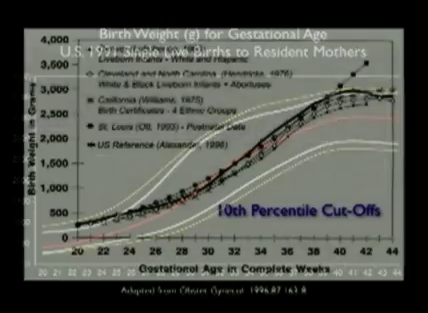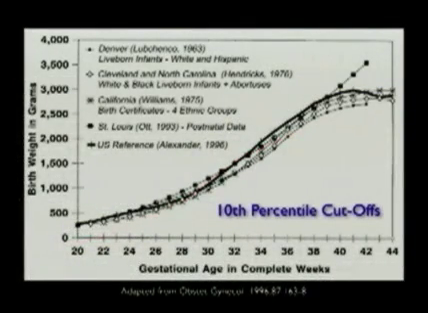Now, this is all interesting, but I'd like to show you a comparison that they made in that paper, comparing it to the large normal reference ranges from Cleveland, North Carolina, from California, from St. Louis, and Denver. And the point being is that we have a similar type of graph with a dark line showing the 10th percentile line of the national standard that Dr. Alexander published, as you can see from the arrow.